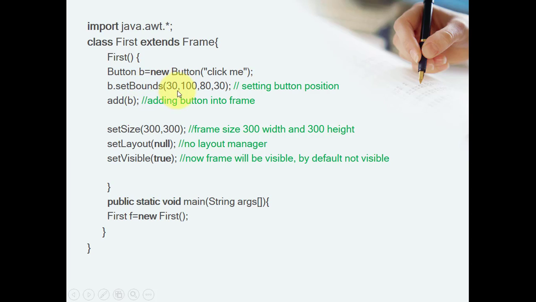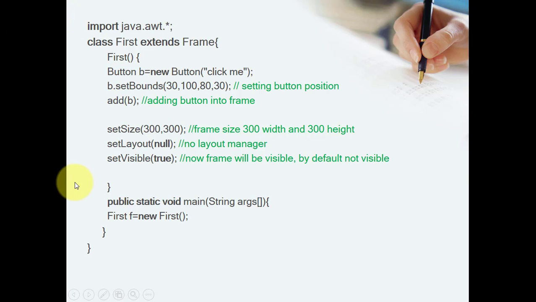So setBounds takes the x coordinate, the y coordinate, and the width of the button and the height of the button. So what do x and y coordinates mean? They are the starting position of the button, using the x coordinate and the y coordinate. And for your computer screen, the x and y coordinates start from the corner, which is 0, 0. So this corner is 0, 0 for your monitor screen.